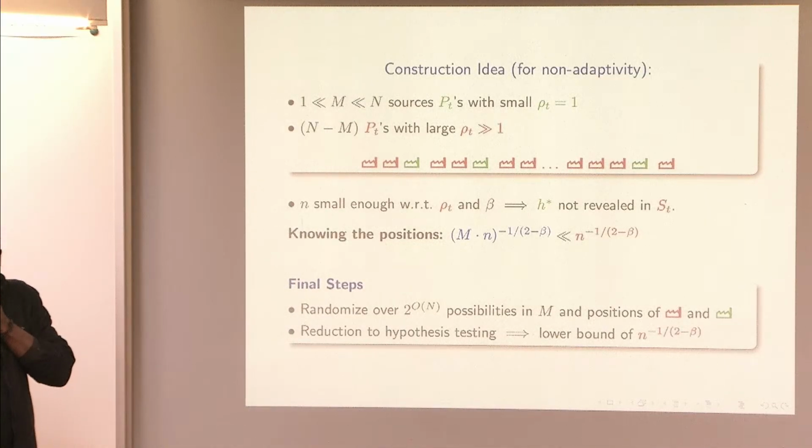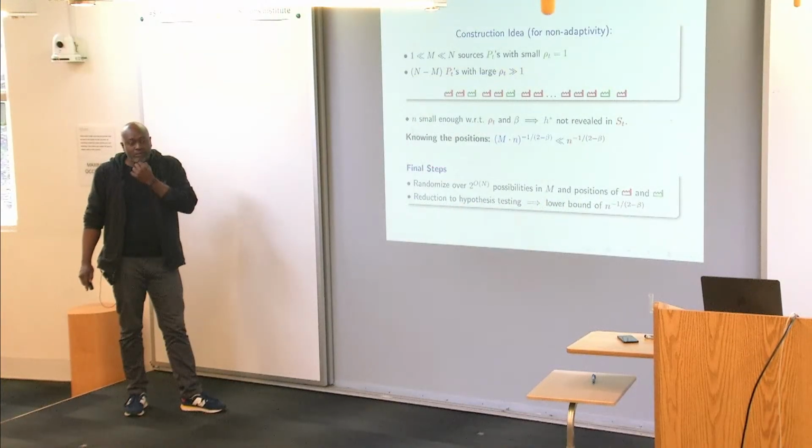So can I view the n small enough also as maybe a condition that, this is actually how the rho t and beta should behave, so that I can run the hypothesis test using the finite sample somehow? I'm not sure I understand the question, but let me answer a similar question in a second. Fine.